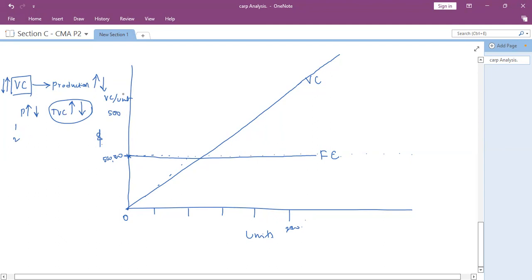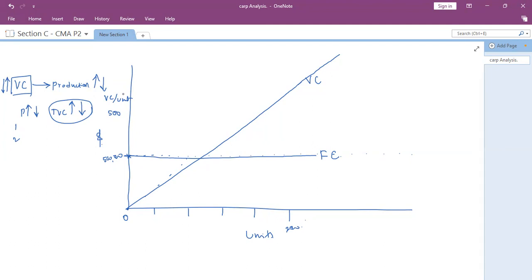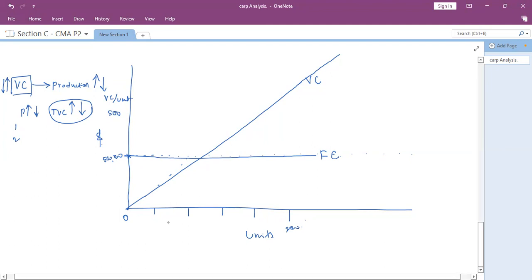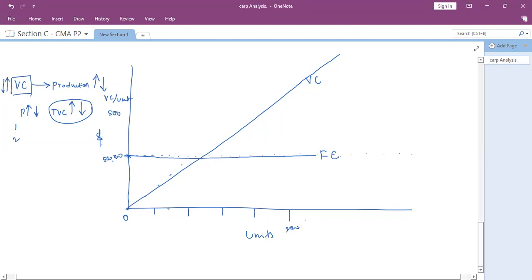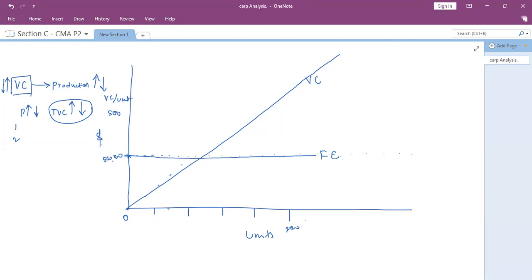This is also another assumption of CVP analysis: there is no change in the variable cost and fixed cost. If change happens, that is a different thing. But in general, by default, what is the assumption? Within the relevant range, neither fixed cost nor variable cost will increase or decrease. If they increase or decrease, that is analysis. Management will do the analysis.